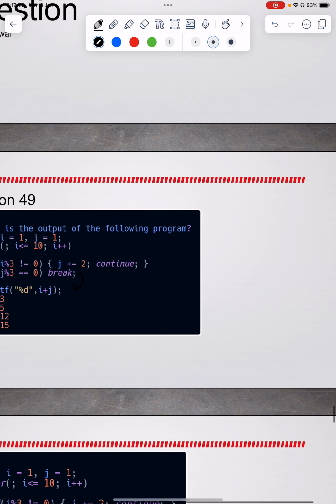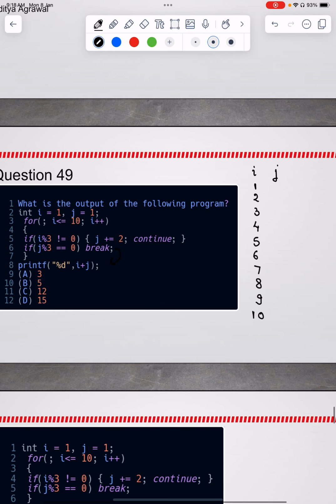So what we will do is we will take different values of i and the corresponding value of j. So i loops from 1, 2, 3, 4, 5, 6, 7, 8, 9, 10. And initially the value of j is 1. For the first iteration, i equal to 1, you can see that the if condition at line number 5 will be true because i is not divisible by 3. So you increment j by 2 and then you continue. What continue does is the control now comes to the header of the loop.